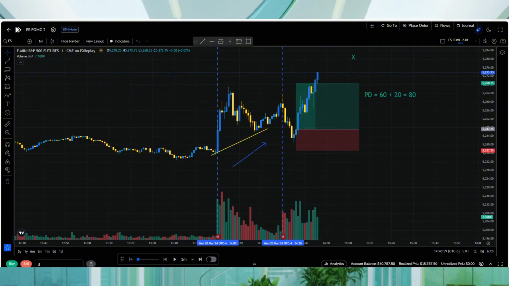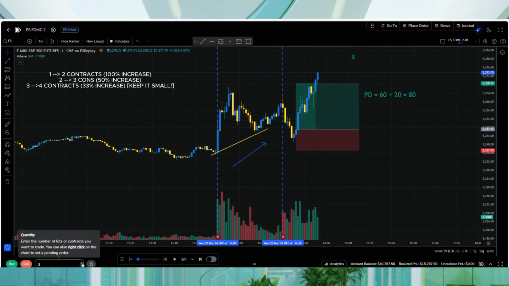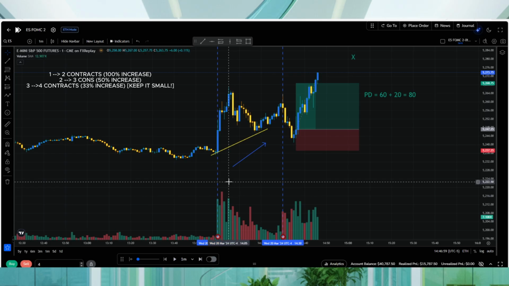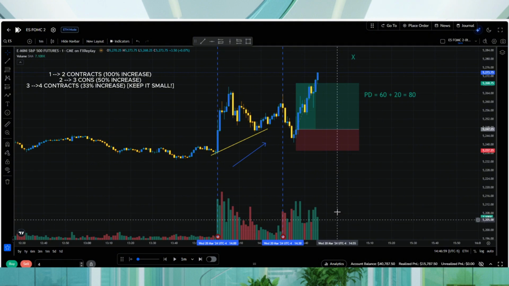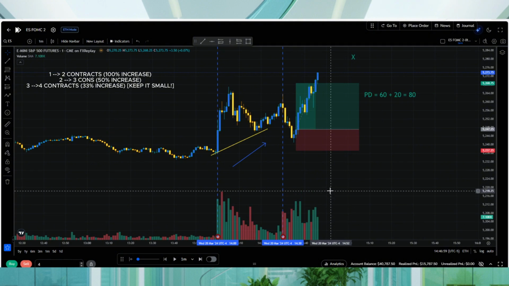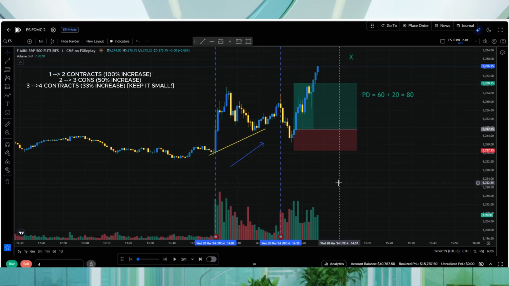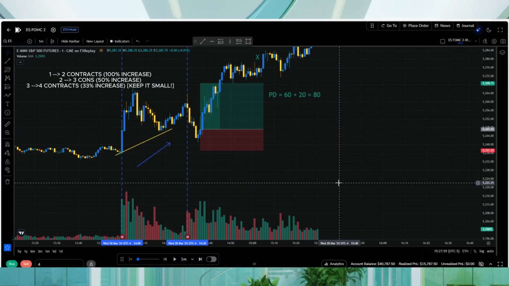And at this point in time, I'm going to increase size just a little bit. Just 3 to 4 contracts, not 1 to 2 contracts, or 2 to 3. 3 to 4 is a little bit less. Just an increase in 33%. All right, so the next day is next FOMC is May 1st, 2024. But this is a solid day.